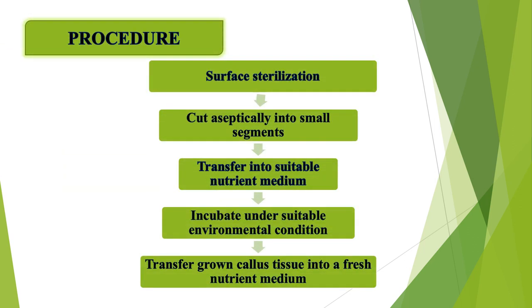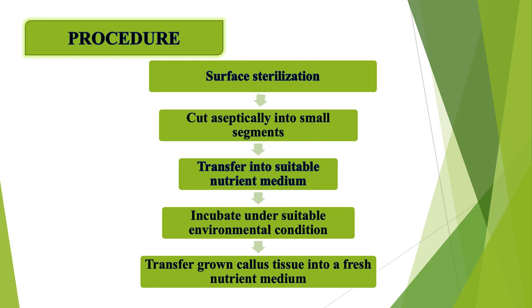The next is the procedure, and the first step is surface sterilization. Before attempting to initiate a callus culture, it is mandatory to surface sterilize the plant part to be cultured, because plant parts carry a number of surface-bound microbes like bacteria and fungi. The excised plant part should be cut into smaller pieces and rinsed under tap water, and then the explant is subjected to a liquid detergent like Teepol, Tween 20, etc.